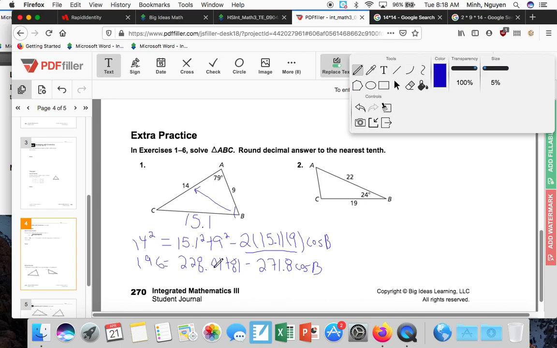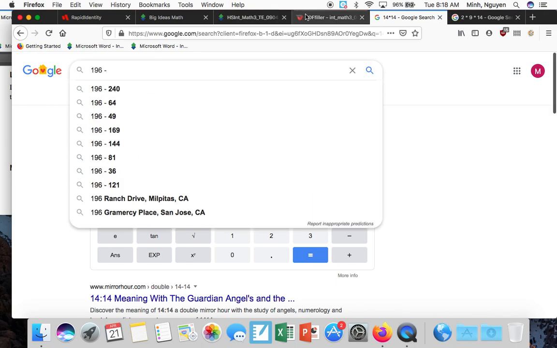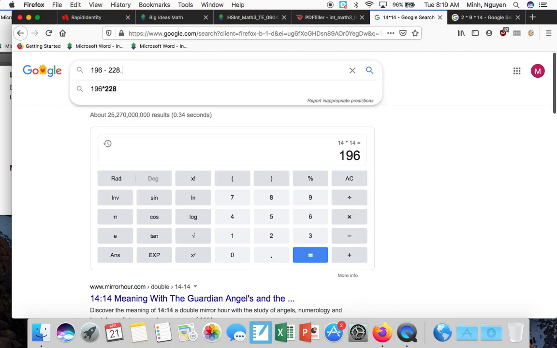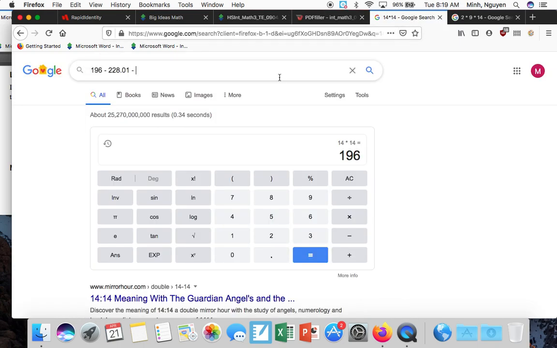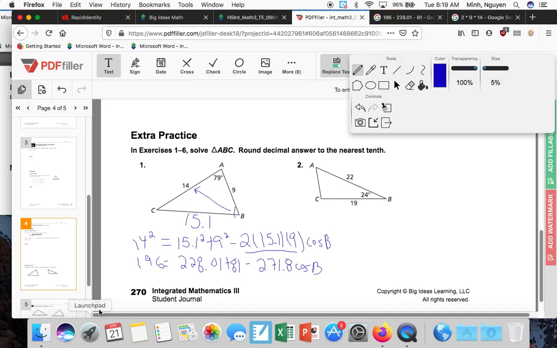So I'm going to subtract both of these. 196 minus, what are we trying to get rid of? 228.01, minus, also trying to get rid of 81. Negative 113.01. Does that make sense?